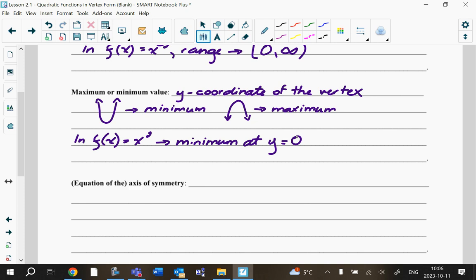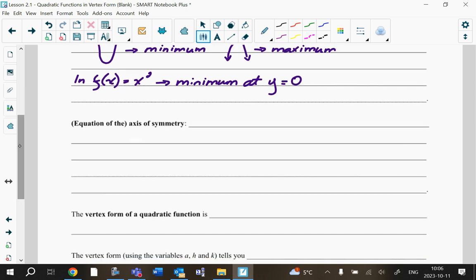Okay, this last one, the equation of the axis of symmetry. Does anybody know what a symmetry line does? You don't have to write this, but if I gave you a rectangle, and I asked you to draw a line of symmetry on this rectangle, so that it does what to the figure? Splits it into two equal pieces. Excellent. That's a symmetry line, or a line of symmetry, because it splits it into two equal pieces.